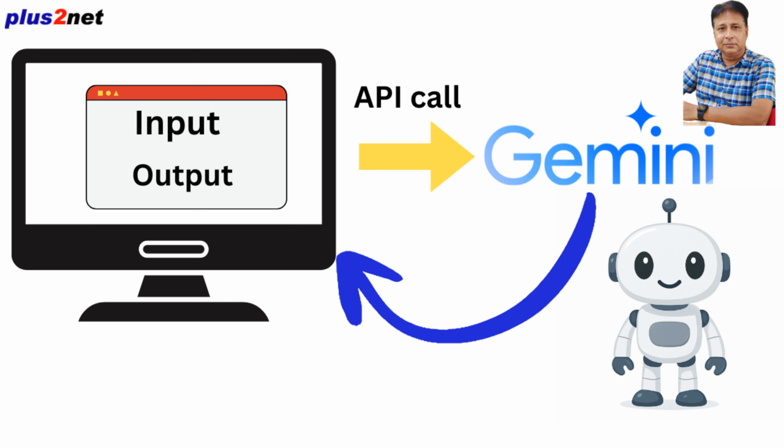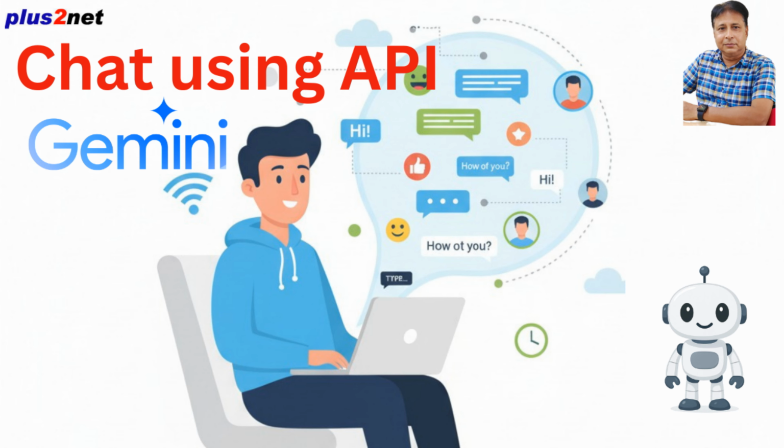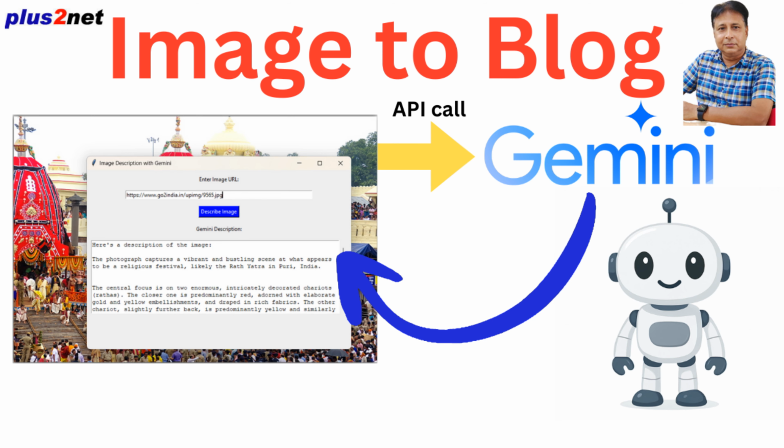Hi friends, welcome. This week we'll learn more about two important things. One is we will try to integrate our Gemini API keys with our Tkinter. So we can create some chat applications, and then in the second video we'll extend this to create an image application. Means we'll pass an image to our model and get more details about it.